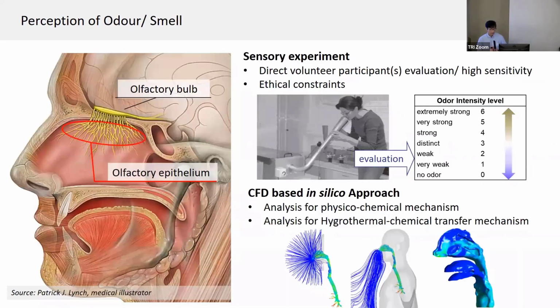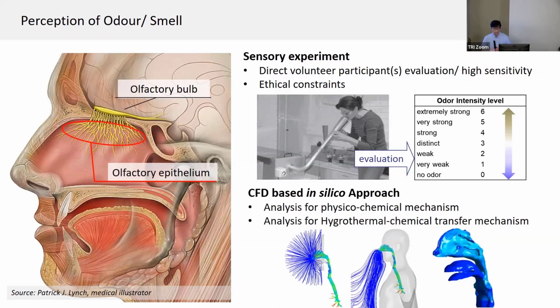Okay, this is the perception of odor and smell. All of you are specialists in olfactory epithelium substructure, and then I would like to skip the detailed explanation. But in order to discuss these types of perception, we have two approaches. The first one is the sensory experiment by using human panels. And the second one is the CFD-based in silico approach.